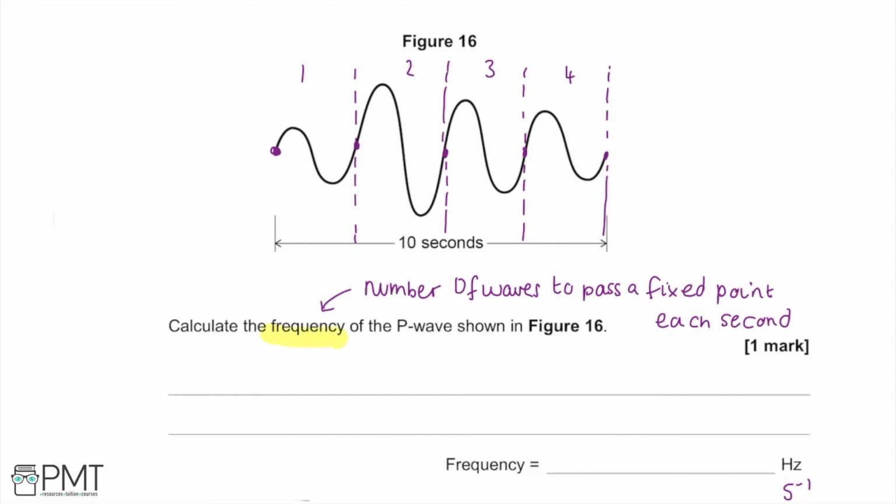So now if we want to work out the number of waves to pass a point in 1 second, which is going to be the frequency, we're going to have to scale this by a factor of 10. So if we have 4 waves is equal to 10 seconds, we divide both sides by 10. In 1 second, we're going to have 4 divided by 10. So that's going to give us an answer of 0.4. And that's going to be 0.4 waves per second. So that's going to be in the units of hertz or per second, and it's going to give us a frequency of 0.4.